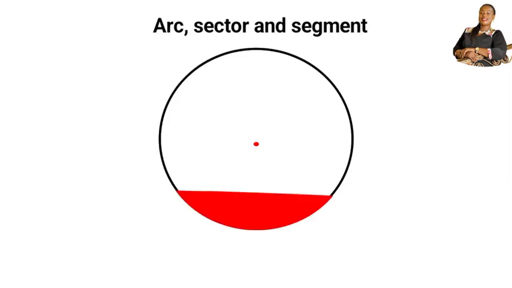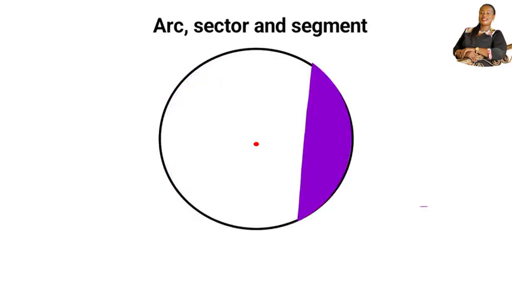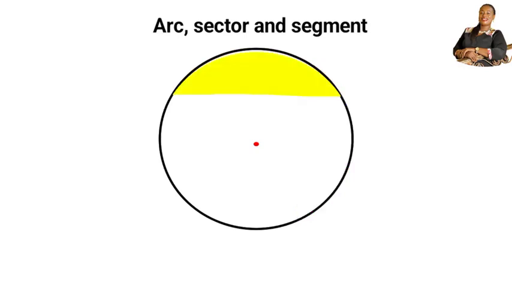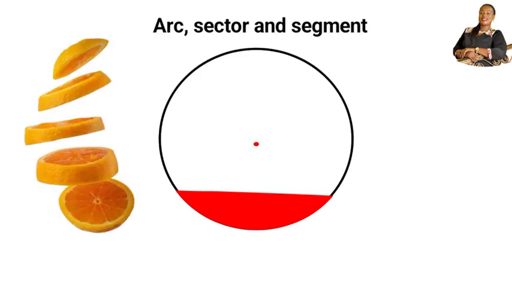A segment of a circle is a region enclosed between a part of the circle's boundary, that is the arc, and the straight edge that joins the ends of the arc. In simpler terms, it is the space between a curve of the circle and the straight line across it. Let us identify a segment in this picture. The cut upper part of this orange is a segment. So, a segment can be likened to the slice of the upper part of an orange.